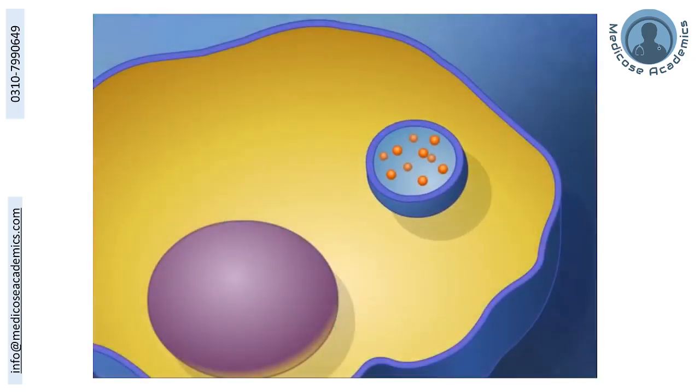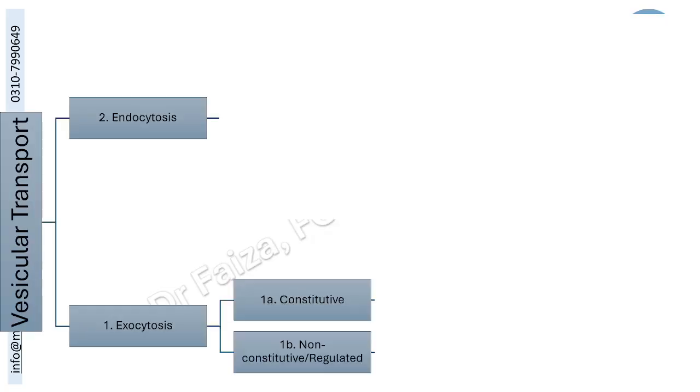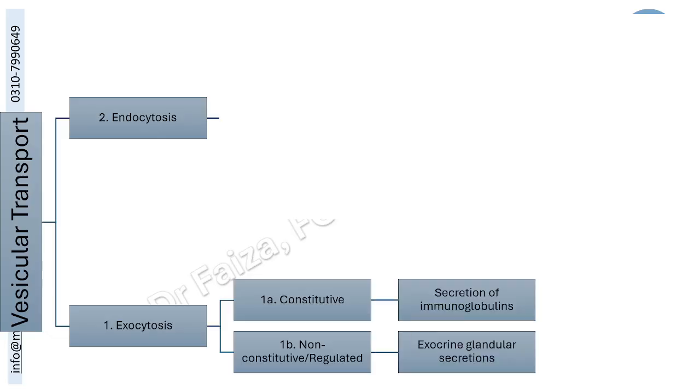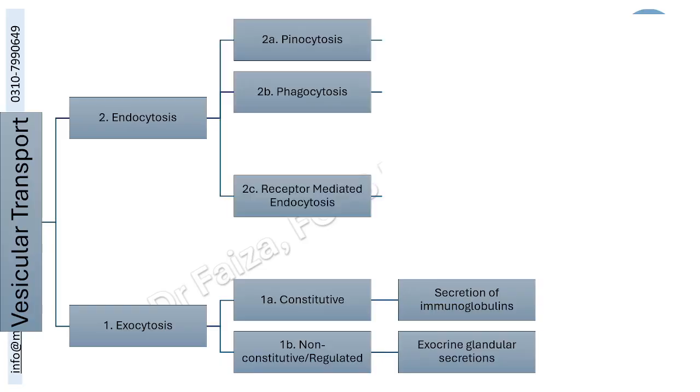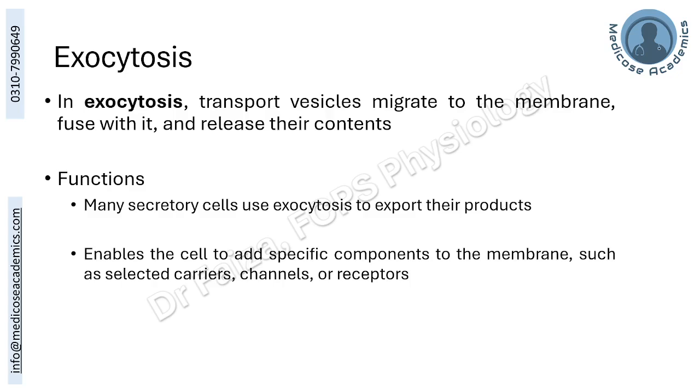Now the reverse of it, exocytosis: a secretory vesicle going to the cell membrane, fusing with it and releasing the content outside by exocytosis. So exocytosis and endocytosis, where exocytosis can be of constitutive or non-constitutive type. I'll show you in a while. Endocytosis is either pinocytosis, phagocytosis, or receptor-mediated endocytosis. We will discuss all these one by one in the coming slides.